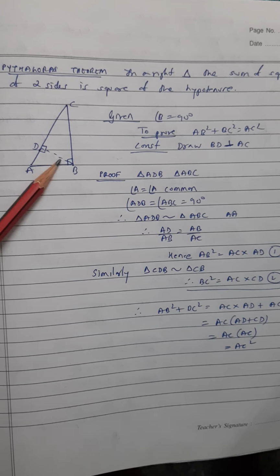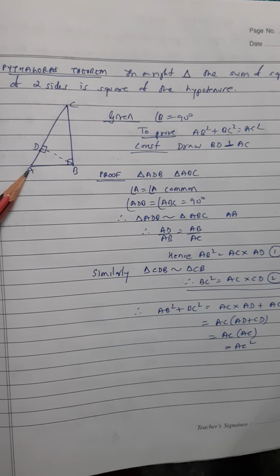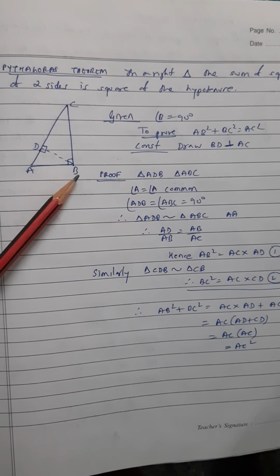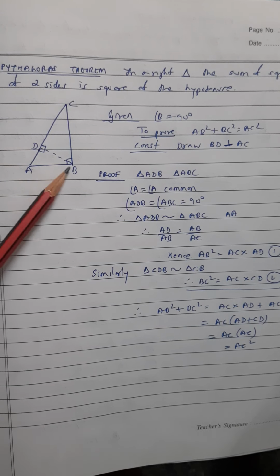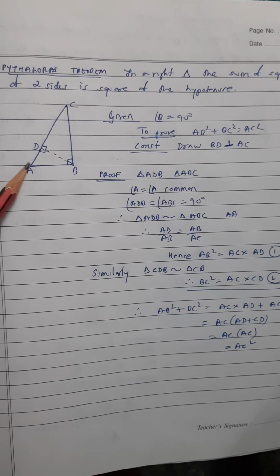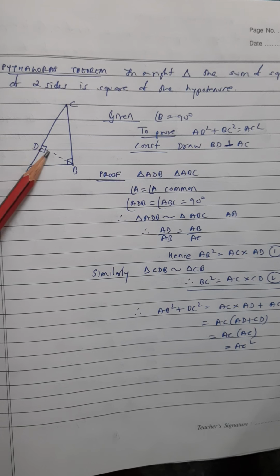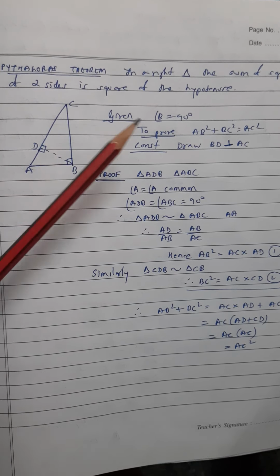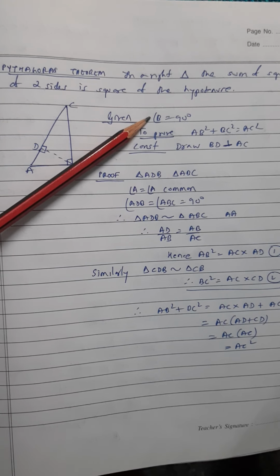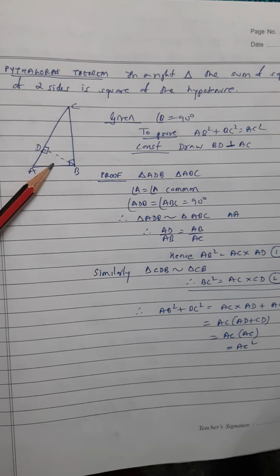So we have to prove that AB square plus BC square equals AC square, right? For this proof, we are going to draw a perpendicular BD to the hypotenuse. From B, you are drawing this perpendicular. So this is our construction, that's why it's in dotted lines. What is given to us is that angle B is 90 degrees and we have to prove that AB square plus BC square equals AC square.